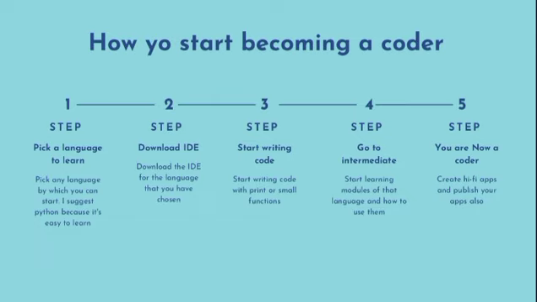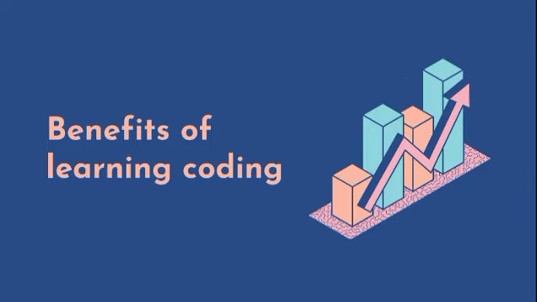Okay, now in the 5th step, you need to be advanced. So if you become advanced and make an app by yourself, then you are now a coder. And create hi-fi apps and publish them also. You can publish on the App Store or Google Play Store. Okay, so let's go to: you can also become a coder.